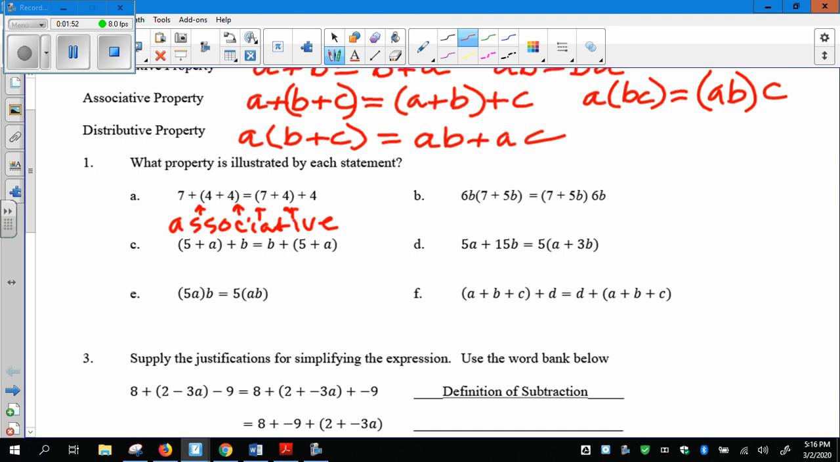In the second one, you'll notice that the 6b and the 7 plus 5b swap places. That would be the commutative property. And I'll do one more here. I'll do D here. Notice that in this part we have 5 times the quantity A plus 3B, and in the other part we don't have parentheses anymore. It's been expanded. That one would be the distributive property.